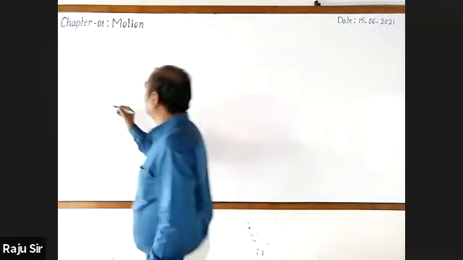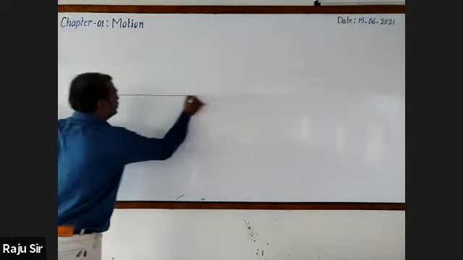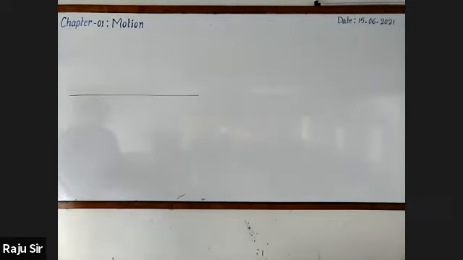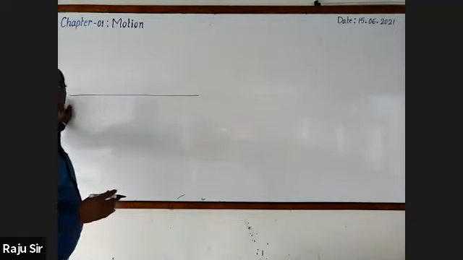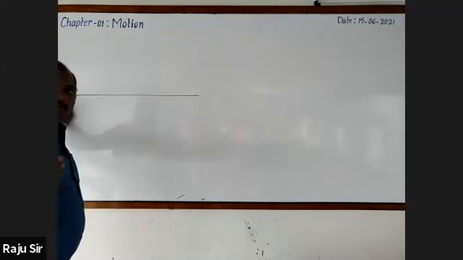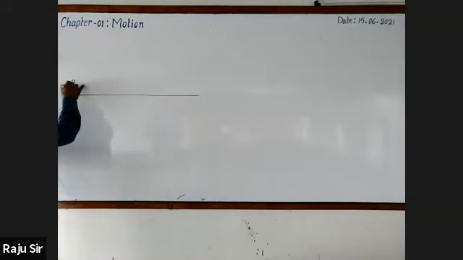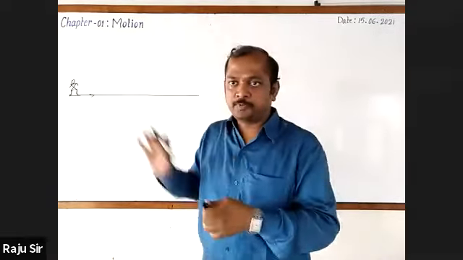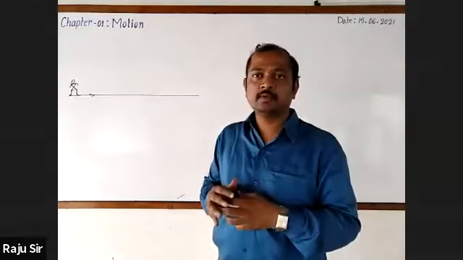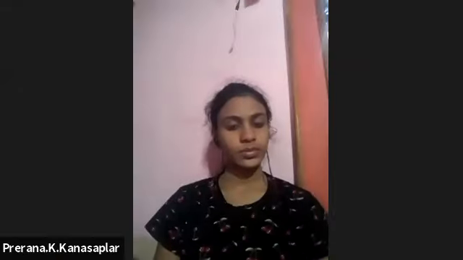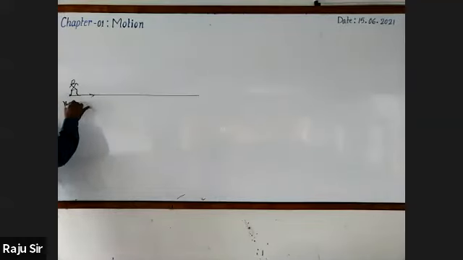Observe. This is a road, a straight road. A boy starts walking from this point. This is the initial position of the boy. He starts walking. And before walking, what was his speed? Zero. Look here, speed, it is 0.